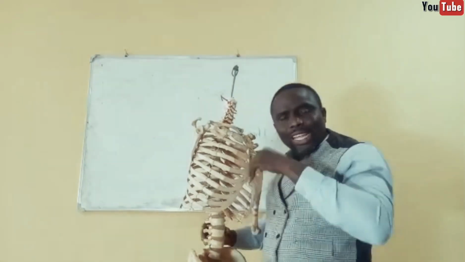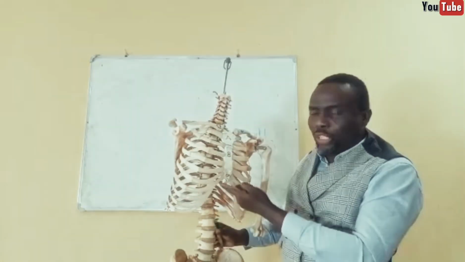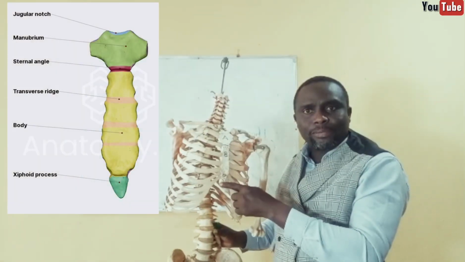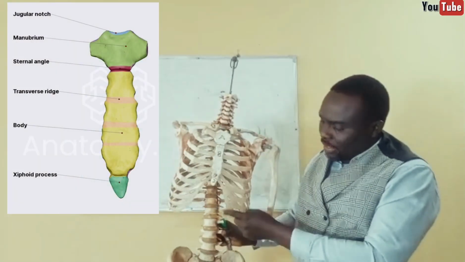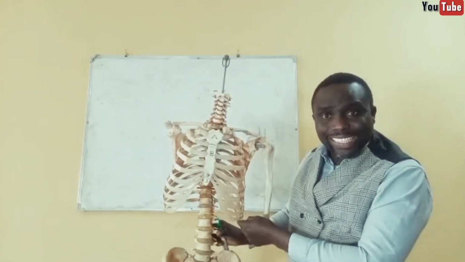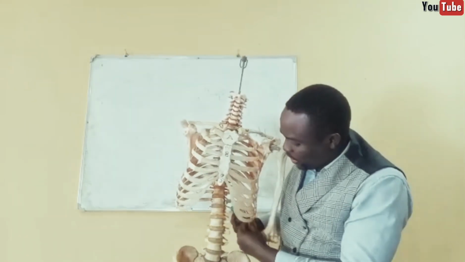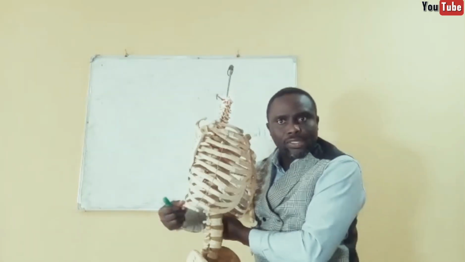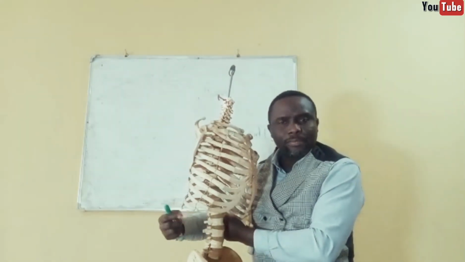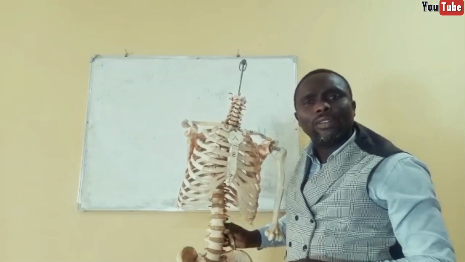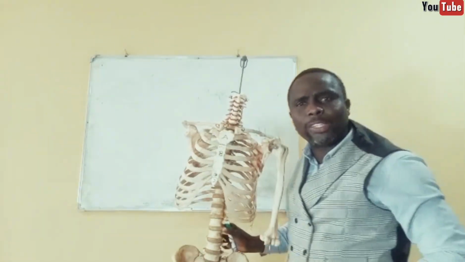Now, when you go down to talk about the thoracic outlet, you now talk about the xiphoid process, and then the costal cartilages of 8, 9, 10, and the floating ribs. You can see the floating ribs. They are floating. That's the thoracic outlet.